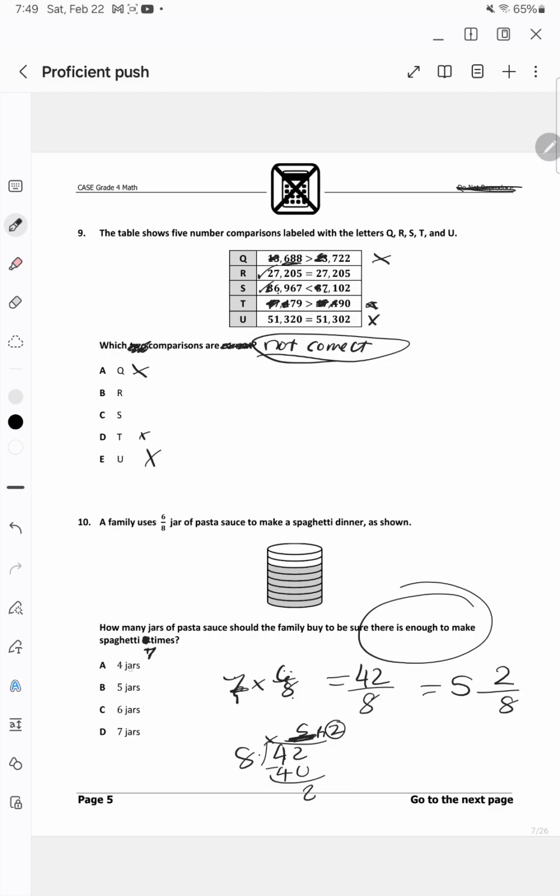So if I had 4, would that be enough? No. If I had 5, would that be enough? The answer is no, because I would still have a fraction that still won't be enough. We need to make sure there is enough, so we're going to need a little extra. So instead of 5, because it's more than 5, it's 5 2/8. I would need to get 6 to make sure everything is good, and I have enough.